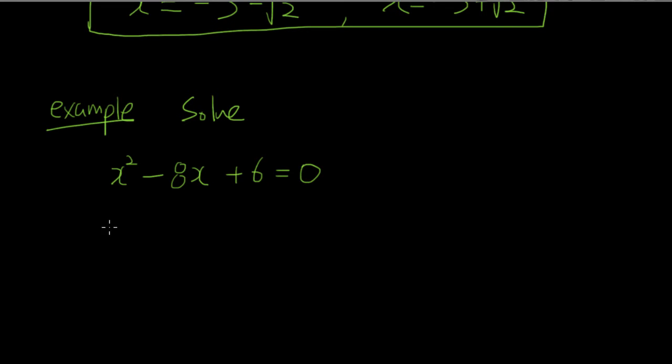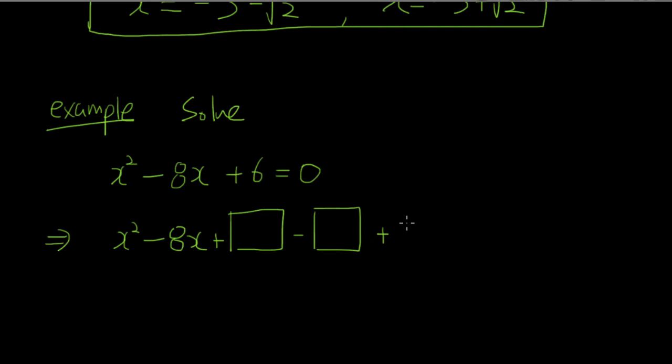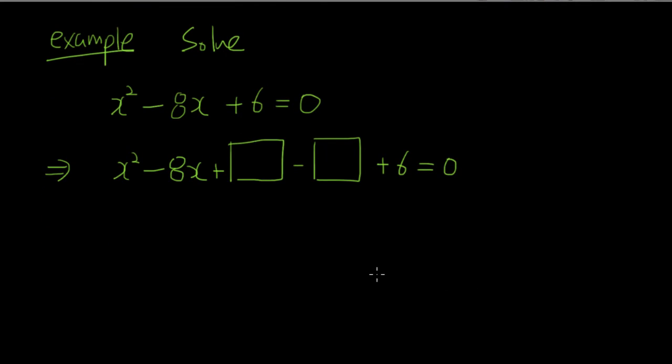All right. So let's say I'm going to use the complete the square technique here. So once we have first the x squared term and the x term like that, then we are going to set up the plus box and the minus box. Plus 6 equal 0. Now, is it always like plus box and minus box? Yes, always like that, right? Always like that. Okay, now what do we do?